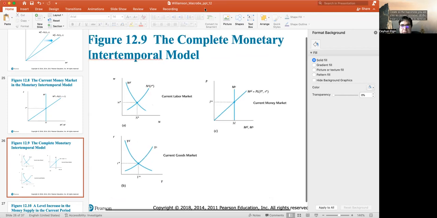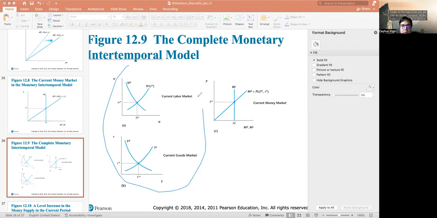So in chapter 11, let me just make this a bit bigger. In chapter 11, we only have seen these two diagrams, I would say, not curves. Labor demand, labor supply determining the labor market equilibrium. Output demand, output supply determining the goods market equilibrium. Now we have money demand, money supply that basically determines the money market equilibrium.